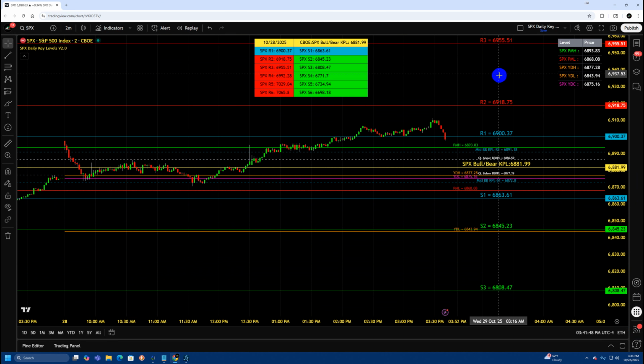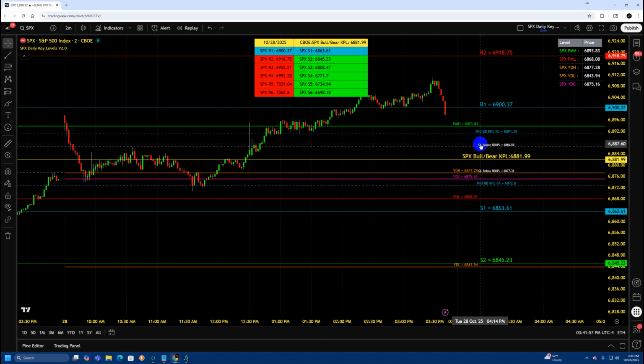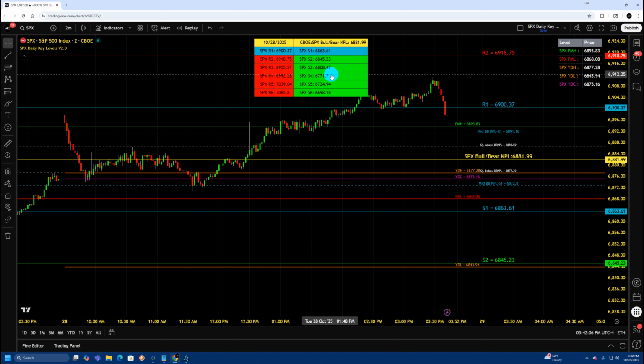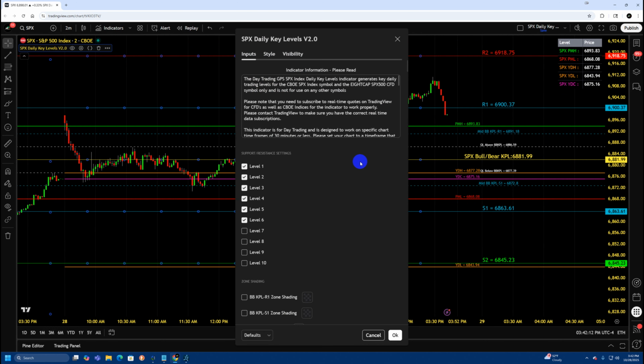Then you will have the first midpoint below, first midpoint above, excuse me, the first midpoint below the bull bear KPL, and also the QL above and the QL below, and then of course you have the bull bear and the main R and S levels. So what you need to do is go into the user control panel, and we're going to have to turn off several things before we can look at the historical sessions the correct way.